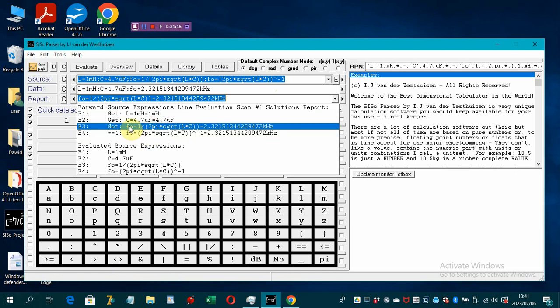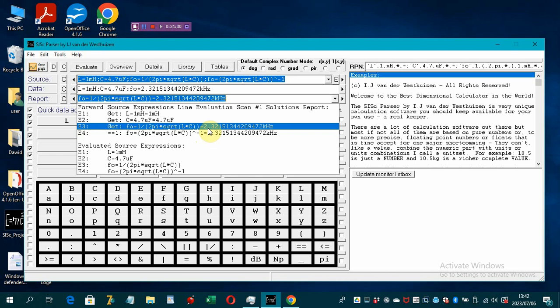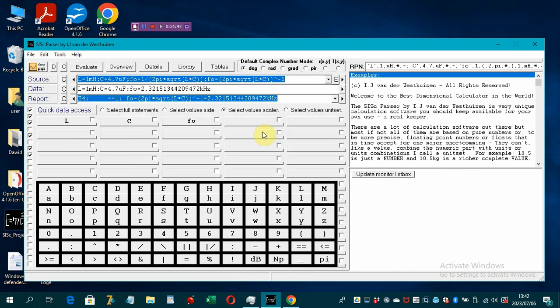So FO is 1 over 2 pi times the square root of L times C, or 2 pi times the square root of LC, all to the power of -1. And you will see the answer is in kilohertz. So that's quite smart of the parser. It actually calculates the units as kilohertz for the answer. So that's a very smart answer. No normal calculator can do that for you. It will give the answer, but it won't give you the units.